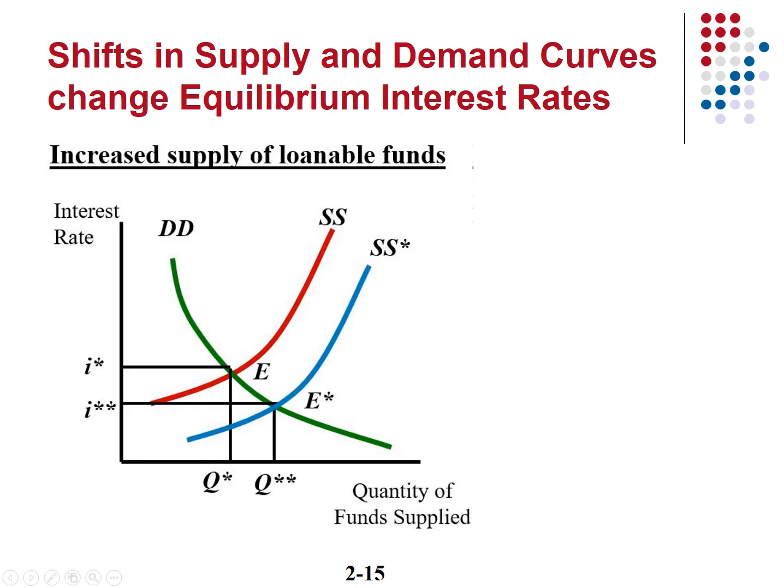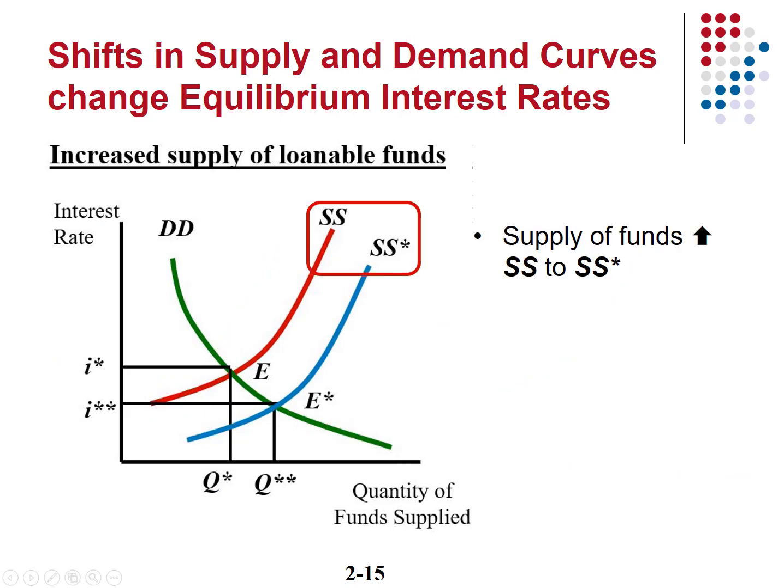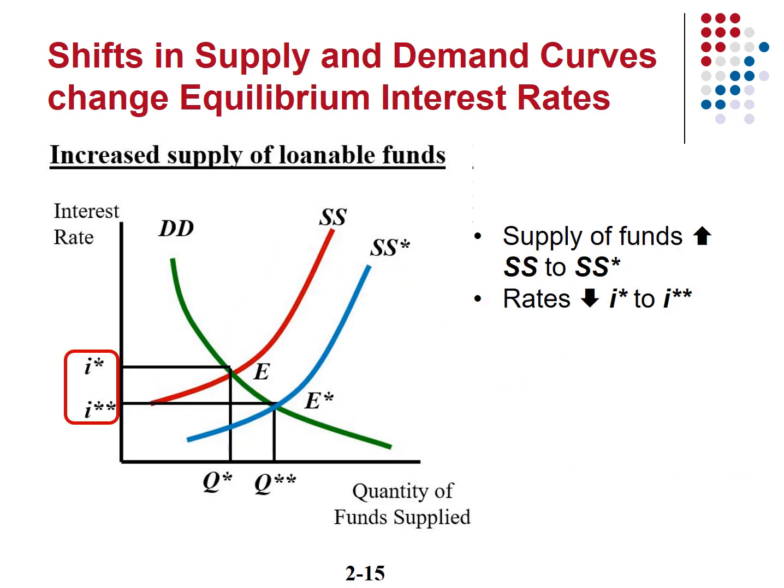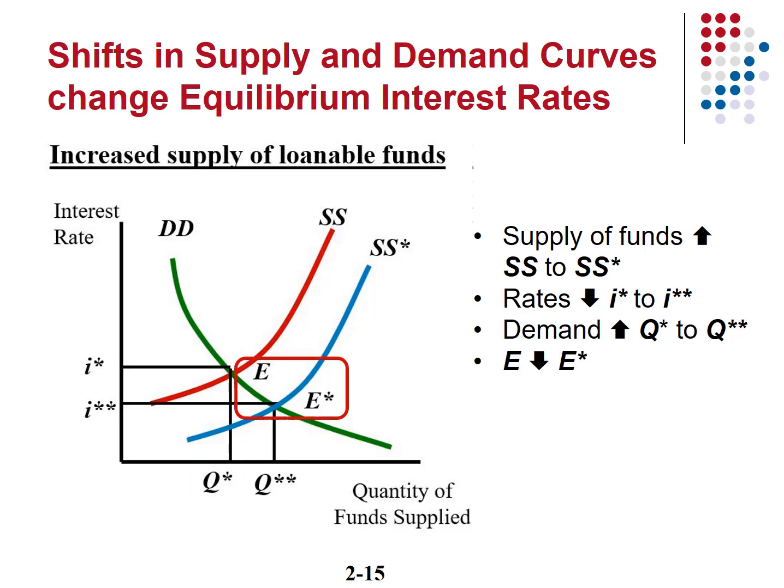Looking at shifts in supply. As the supply of funds increases, interest rates decrease. With the decrease in rates, quantity demanded will increase and the equilibrium rate will decline. Basically, more product available, prices come down, demand can go up.